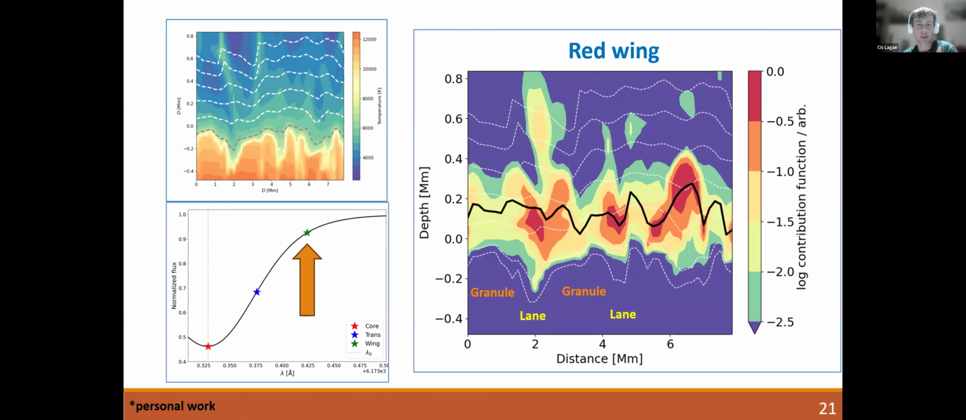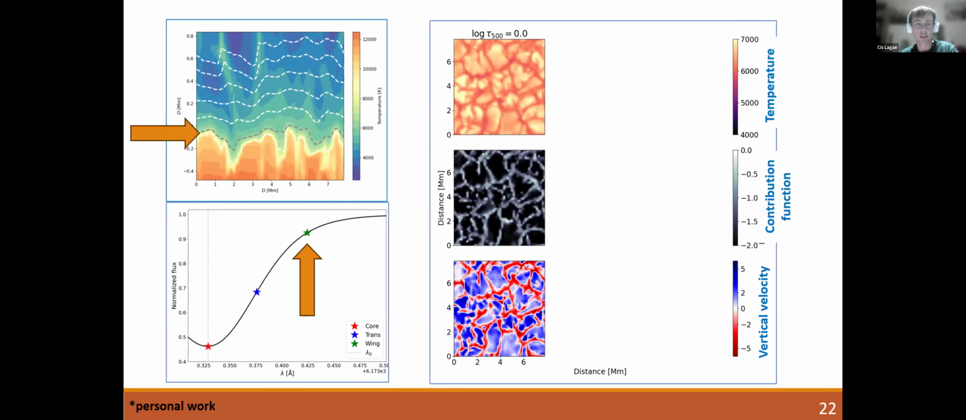This was a vertical slice. To really hit the point home where this line forms, we can do a horizontal slice. And we're just going to look at the layer where the continuum forms with 500 nanometers as before, this gray dashed line. And I've shown on the right now the temperature, again the contribution function, so where the light is absorbed, and velocity field. And now you really nicely see that this point in the red wing, the flux there is formed in the intergranular lanes. So it's all downflowing material.